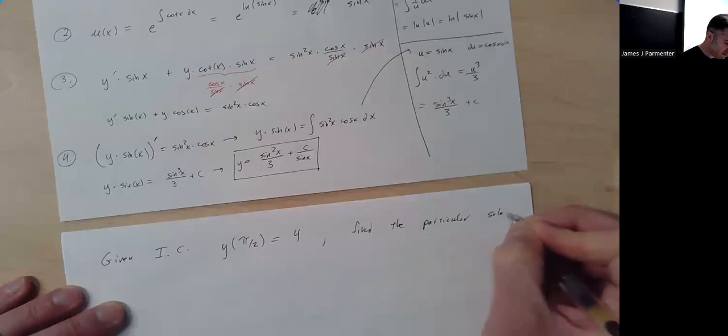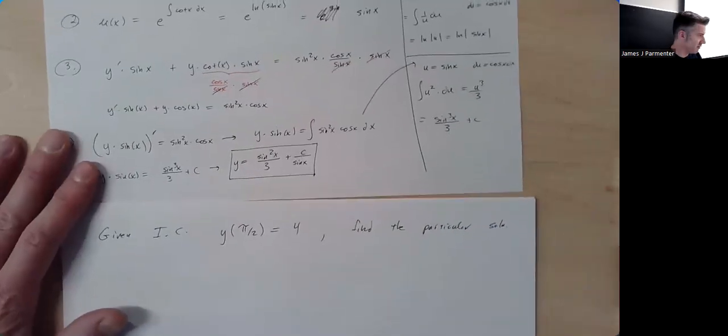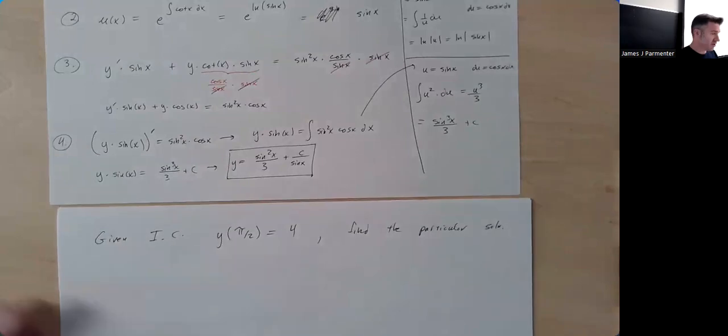So usually finding the particular solution, once you've done all the other work, is really just a little bit of algebra and arithmetic. It's not that terrible most of the time. I guess here it's also some trigonometry because you have to plug in pi over 2 to sine.